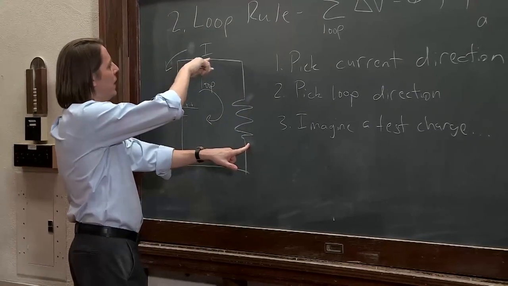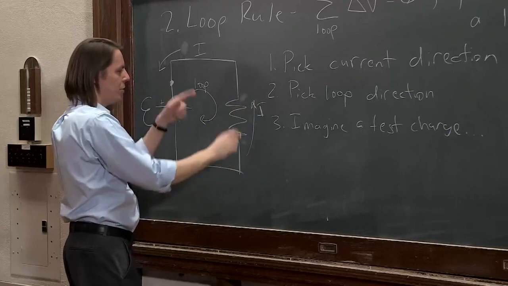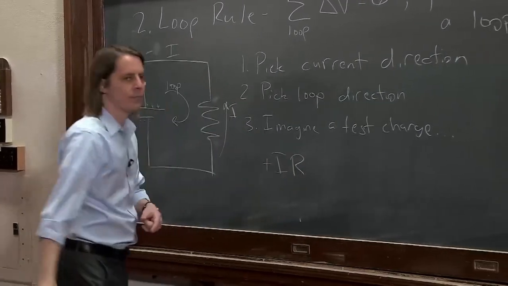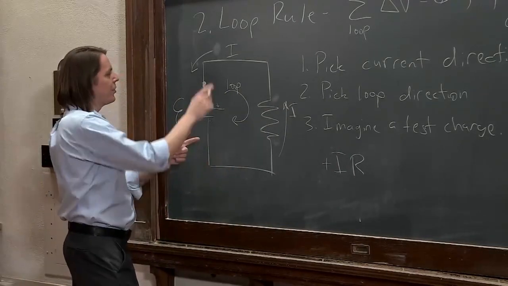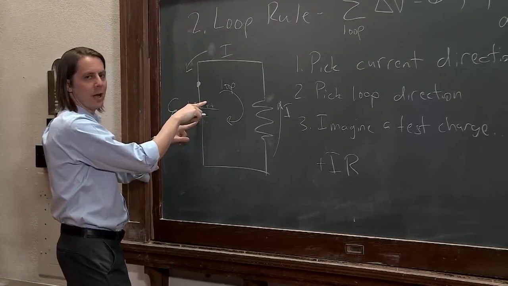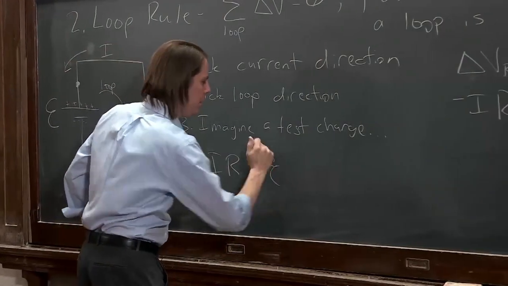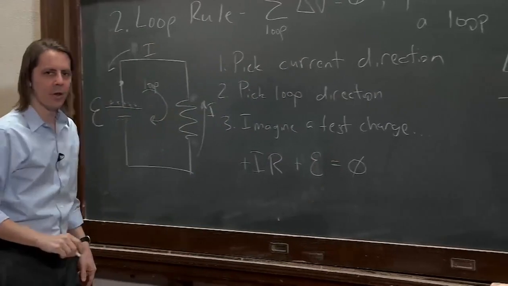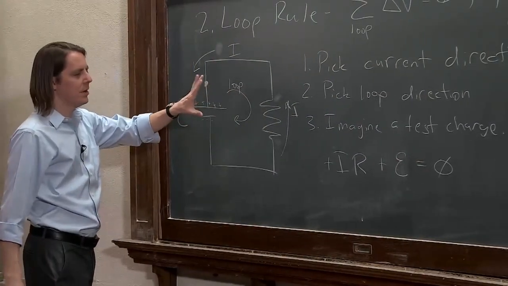So whenever you go against the current in your loop, then it's plus IR. Okay? And then you come up to this battery. Now, even though the current we've guessed one way or the other way, it doesn't matter. A battery always has a low potential here and high potential here. So for the battery, it's still plus the EMF. Okay? So the resistor cares about the current flow direction when you're getting the delta V, the battery does not.